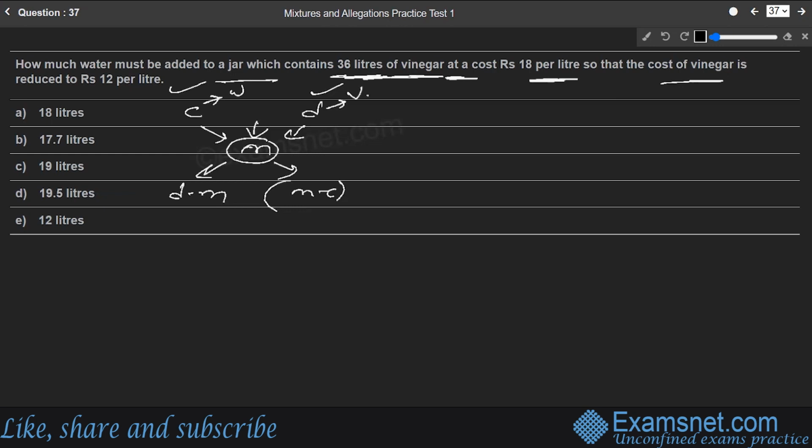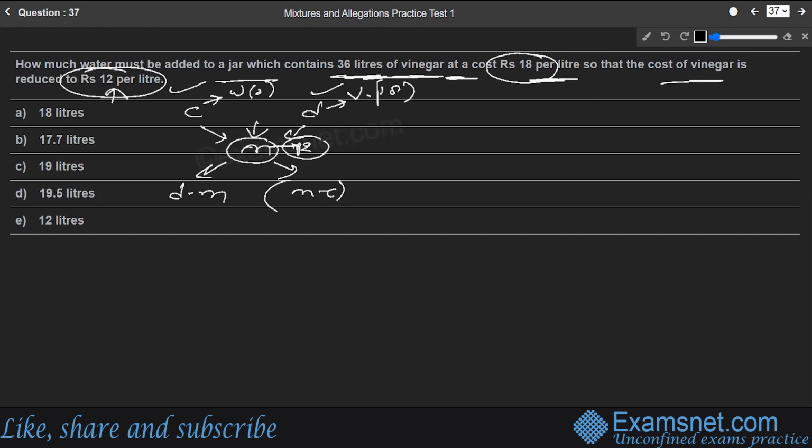D part is nothing but the vinegar's price. They say a jar contains 36 liters of vinegar at a cost of 18 rupees per liter. So the costlier part is 18, that is the vinegar. The dearer part should be 18. Water is available free of cost, so that should be 0. And the mean price of the mixture they want is 12 rupees per liter, so that should be the mean value, 12.